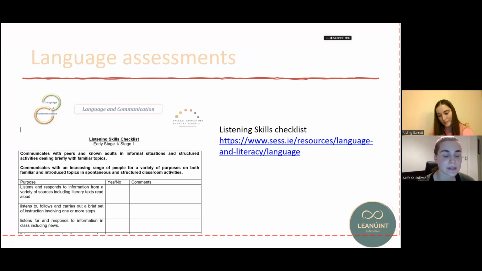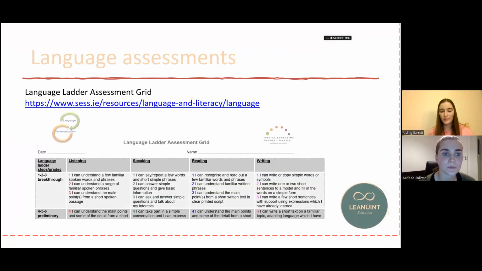The next language assessment is this language ladder assessment, which is also available on the NCSE website. It is a rubric of a child's language abilities in terms of listening, speaking, reading, and writing.